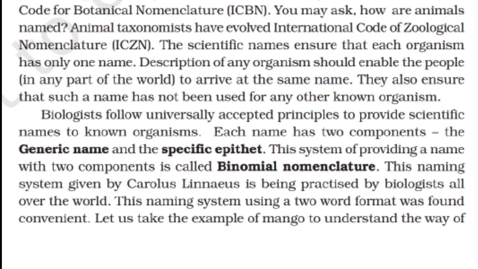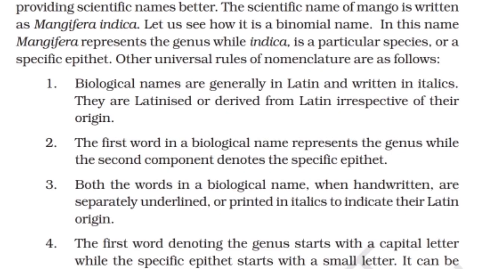Let us take the example of mango to understand the way of providing scientific names better. The scientific name of mango is written as Mangifera indica. Let us see how it is a binomial name. In this name, Mangifera represents the genus, while indica is a particular species or specific epithet.